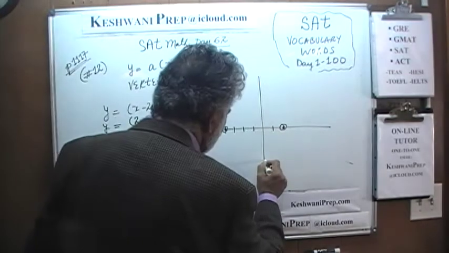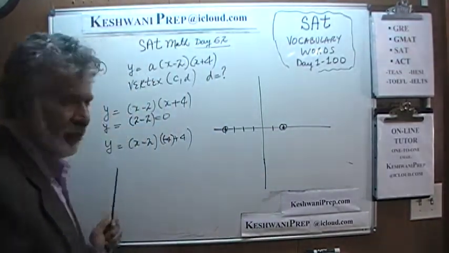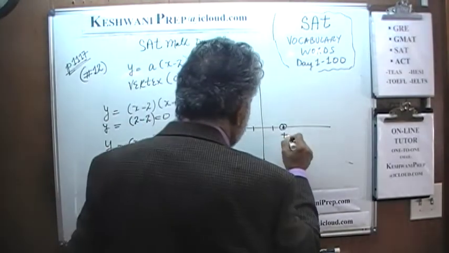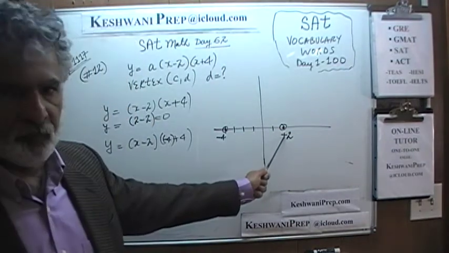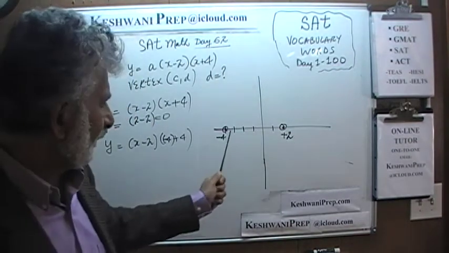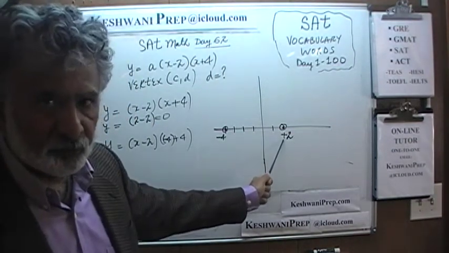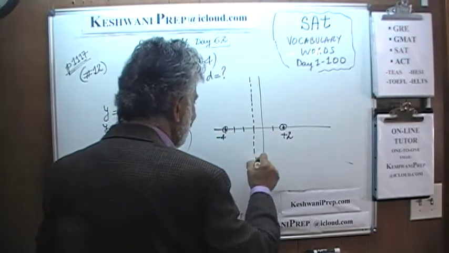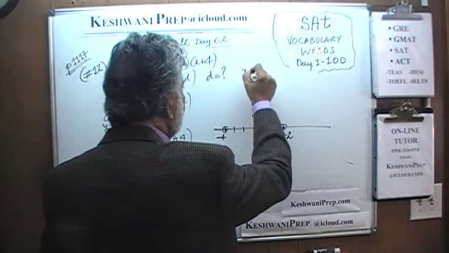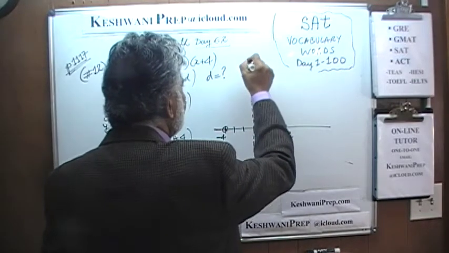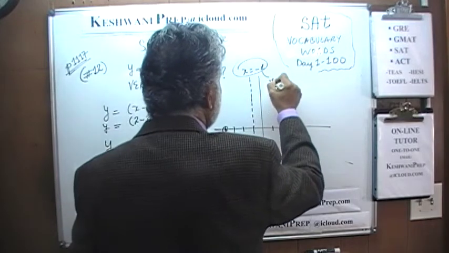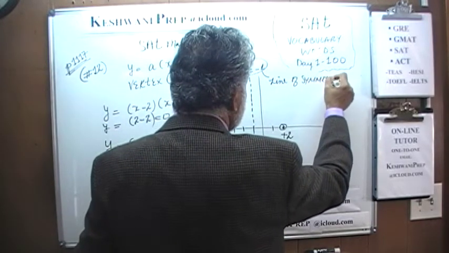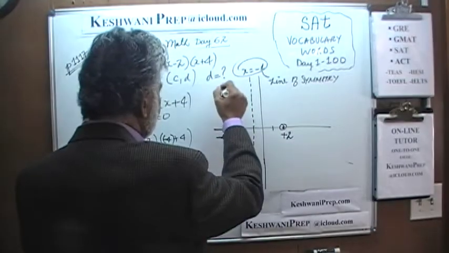Let's see what we can say about the vertex. But before we get to that part, we have to understand that from negative 4 to positive 2, where it cuts the x-axis, it's a distance of 6, which means halfway will be right here. This is halfway, which is x equals negative 1. That is what is known as the line of symmetry. And the parabola sits something like this.